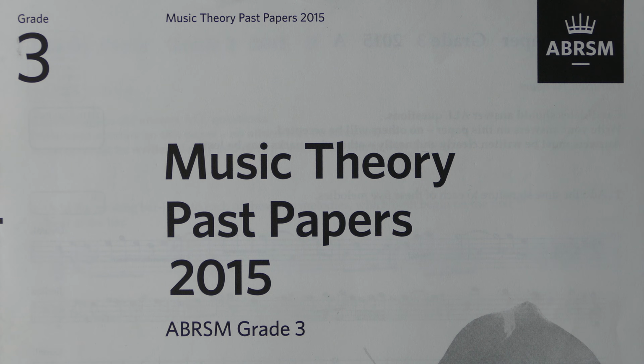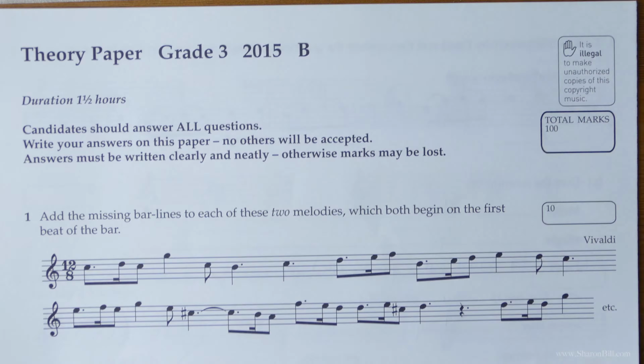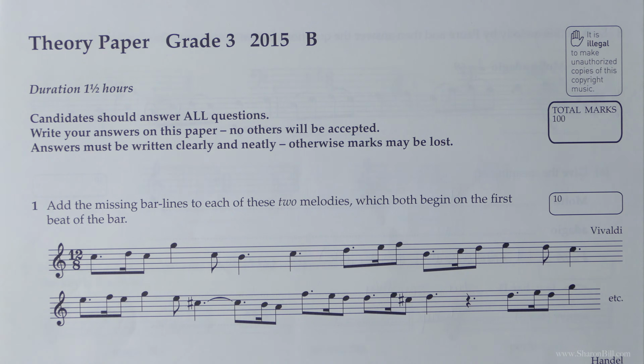And so now we're going to have a look at the next paper, the second paper in the 2015 Grade 3 past paper booklet. So if you turn with me to page 6, and we'll make a start on paper B. And so as I always say, I know I'm repeating myself, but do try this on your own first of all. It doesn't matter if you go wrong.